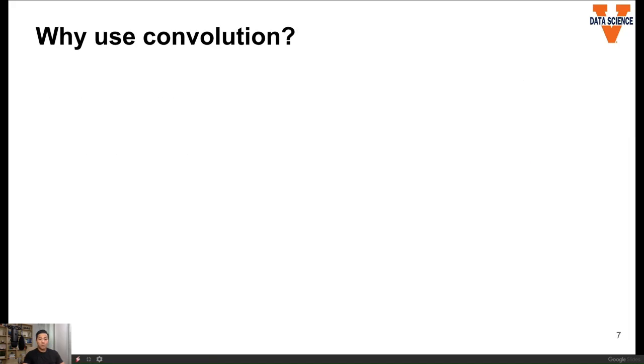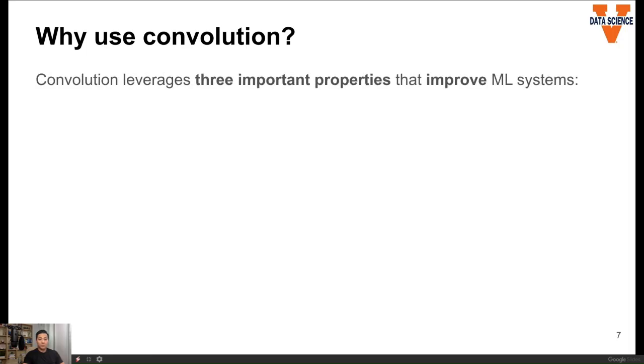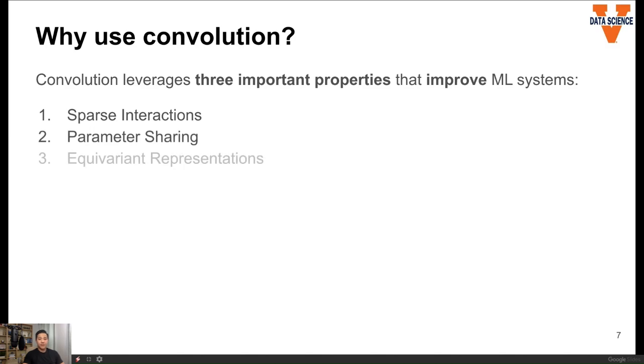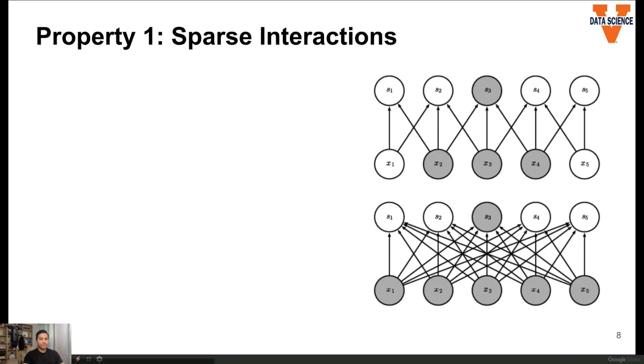So why use convolution? It turns out that convolution has very important properties that improve machine learning systems. Number one is sparse interaction. Number two is parameter sharing. And number three is equivariant representation. Let's talk about each and every one of them.